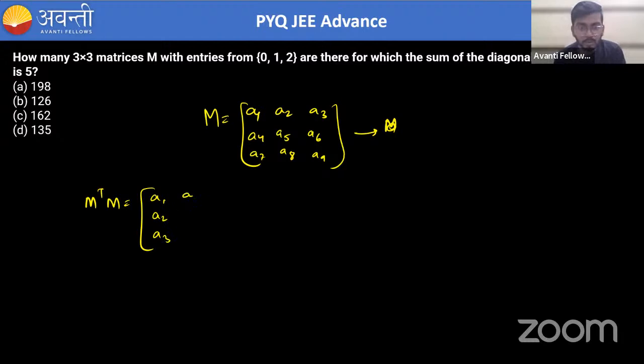You know what transpose is, right? Changing rows into columns or vice versa. A1, A2, A3. This becomes A4, A5, A6, A7, A8, A9.